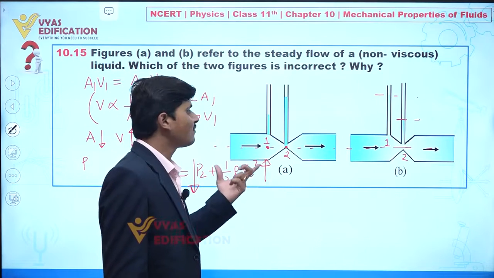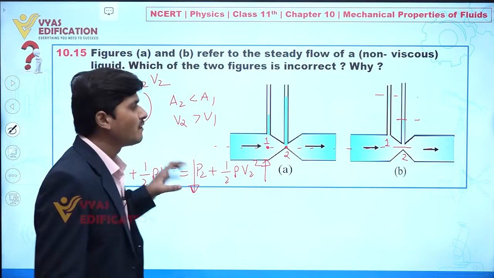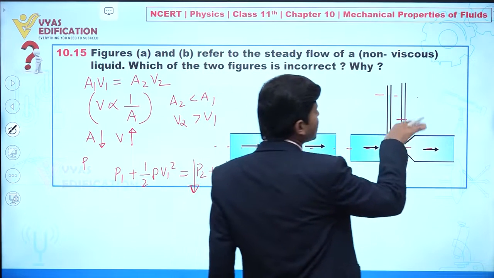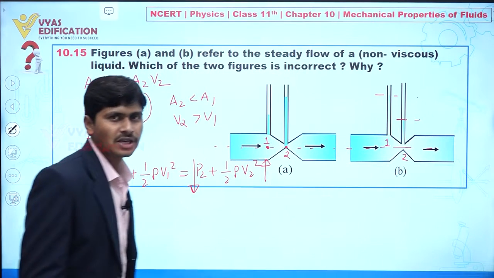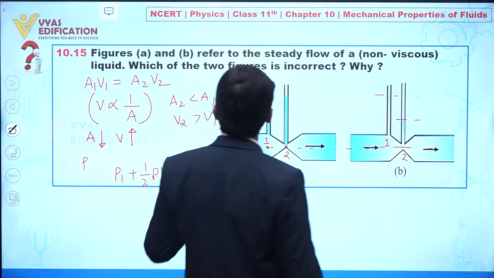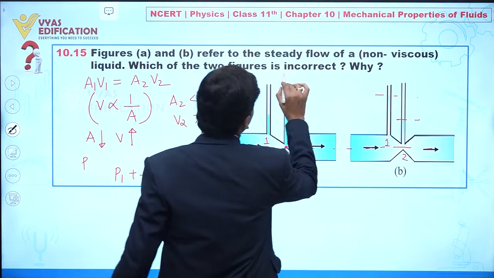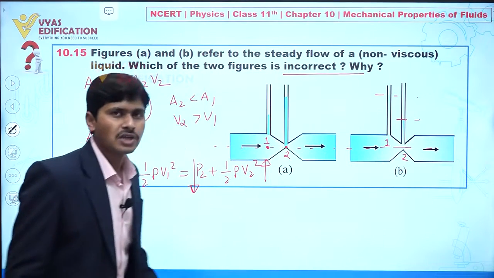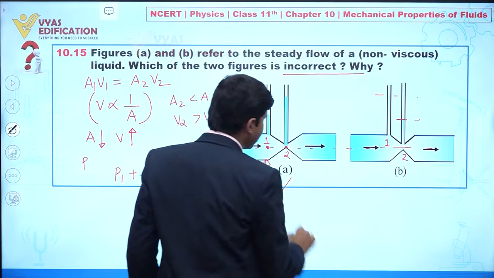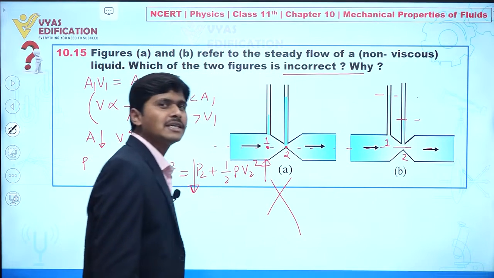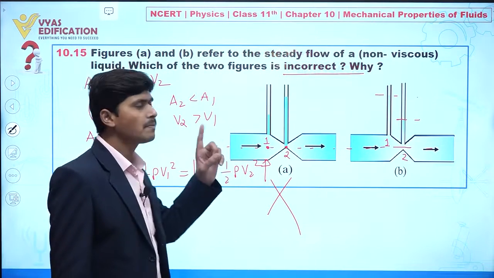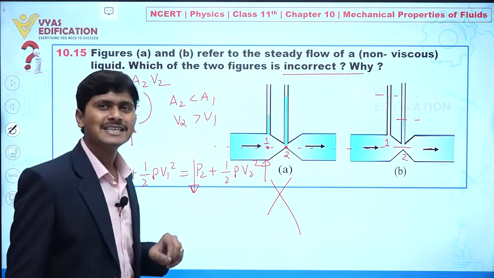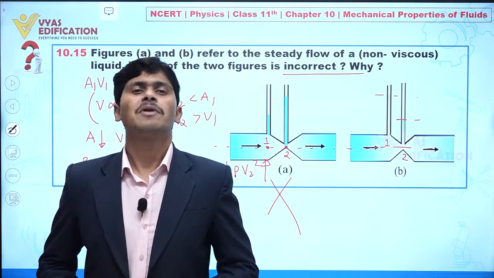So now we can say when velocity is more, pressure is less, when pressure is less we can say this pressure head will be small, clear. It means we have to find which of the two following figures is incorrect. So definitely I can say number 1 is incorrect, clear, number 1 is incorrect. So I can say figure number 2 is correct and figure number A is incorrect, clear. So this is all about this question.